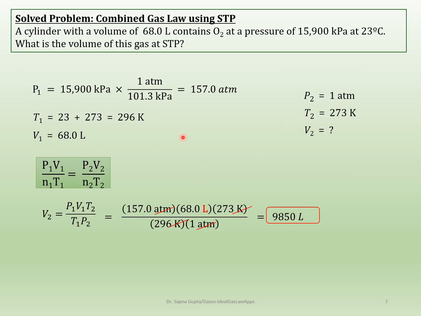All right, so here is a problem for the ideal gas law. A cylinder with a volume of 68 liters contains oxygen at a pressure of such and such kilopascals at 23 Celsius. What is the volume of this gas at STP? So pressure is given to us in kilopascals. So first of all, just convert that to atmospheres, because nobody works in pascals. Convert the temperature into Kelvin, and the volume is given to you, right? But they're asking what is the volume of this gas at STP.